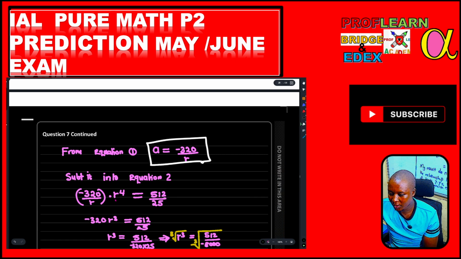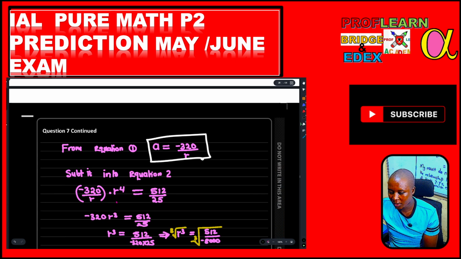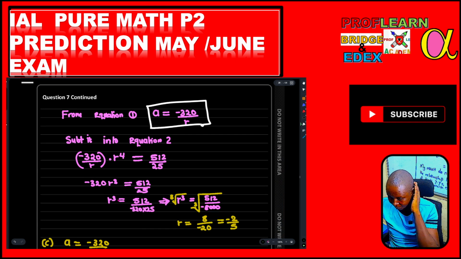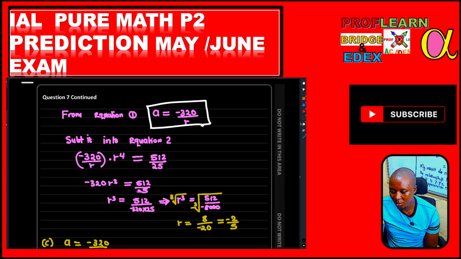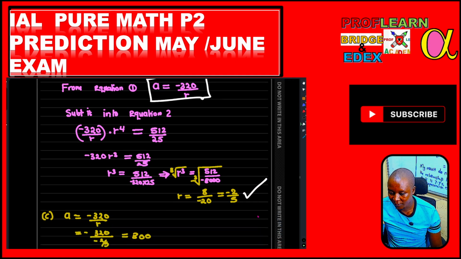Upon doing that, we are going to substitute it into the second equation, which means that we can now form negative 320 over r times r raised to power 4 is equal to 512 over 25. Trying to make r the subject of the formula, r cubed is equal to 512 over negative 320 times 25. Finding the cube root both sides, we shall get our answer for r being negative 2 over 5.